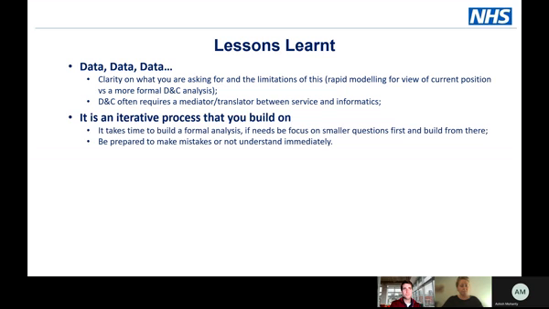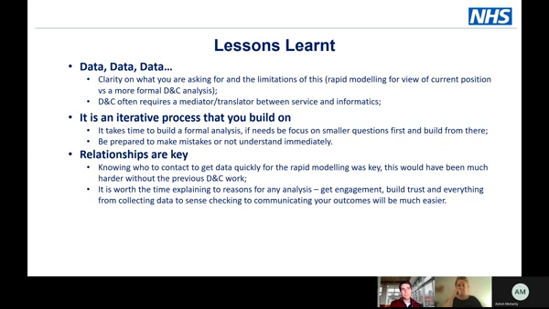It's also important to know that it's a very iterative process. It's going to take time to build these things, especially if you're doing a more formal analysis. And you just need to focus on answering some smaller questions first and build it up from there. So focus on understanding your current position and then approach the whole scenario modeling question. And just be prepared to make mistakes, and absolutely be prepared to not understand this straight away. Like I definitely didn't when I first started. So you just have to be patient with yourself in that sense. And just know that it will take time.